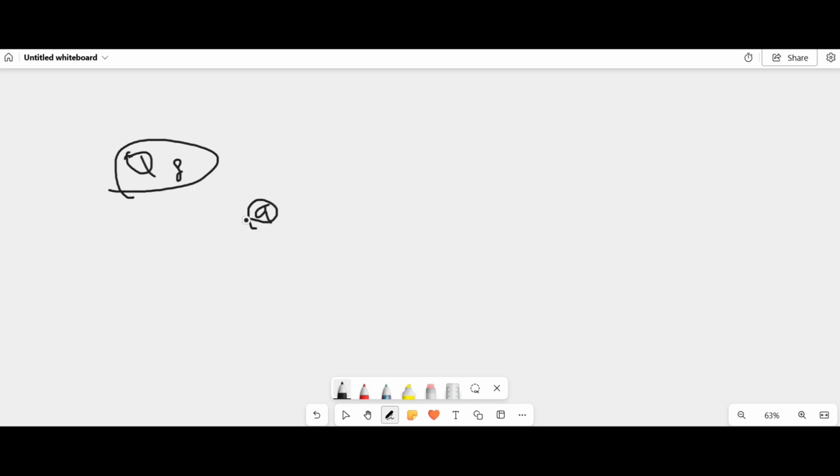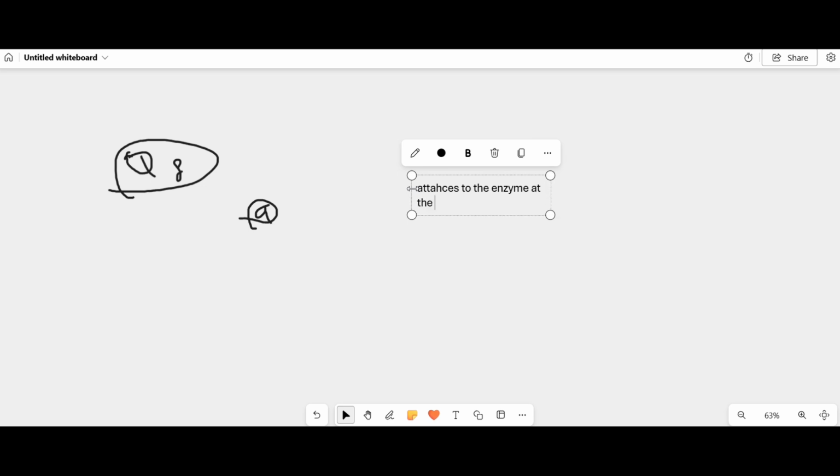Question 8A. Describe how a non-competitive inhibitor can reduce the rate of reaction. So obviously, it attaches to the enzyme at the allosteric site. That's just a site other than the active site.